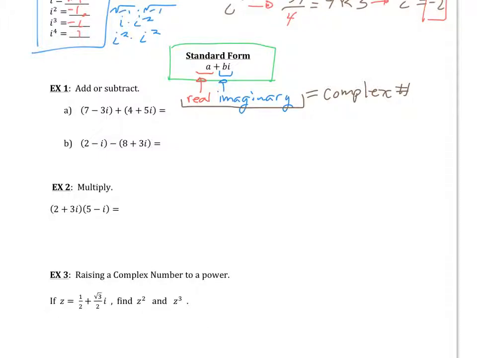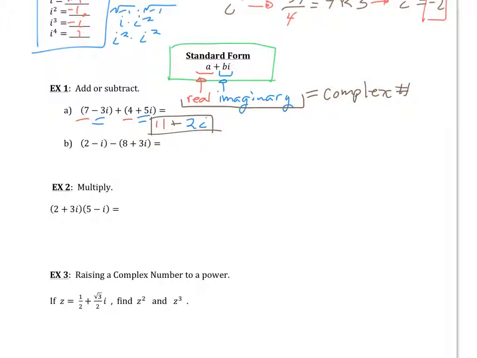All right, so we're going to collect like terms. So I'm going to collect the 7 because it's just addition, and the 4, what does that give me? 11. And then plus, I've got the imaginary parts, which are negative 3 and positive 5. What does that give me? Positive 2i. So that is the complex form for that sum, 11 plus 2i.